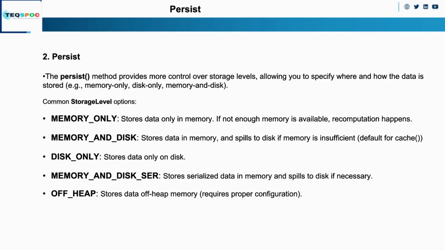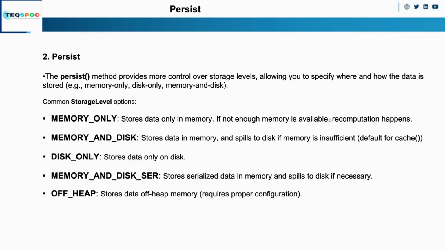Now, let's come to persist. The persist method provides more control over storage levels, allowing you to specify where and how the data is stored. There are some examples like memory only, disk only, memory and disk. So let us look into each and every option that is provided to us. First is memory only. It stores data only in memory. If not enough memory is available, recomputation happens. So this is much like cache.